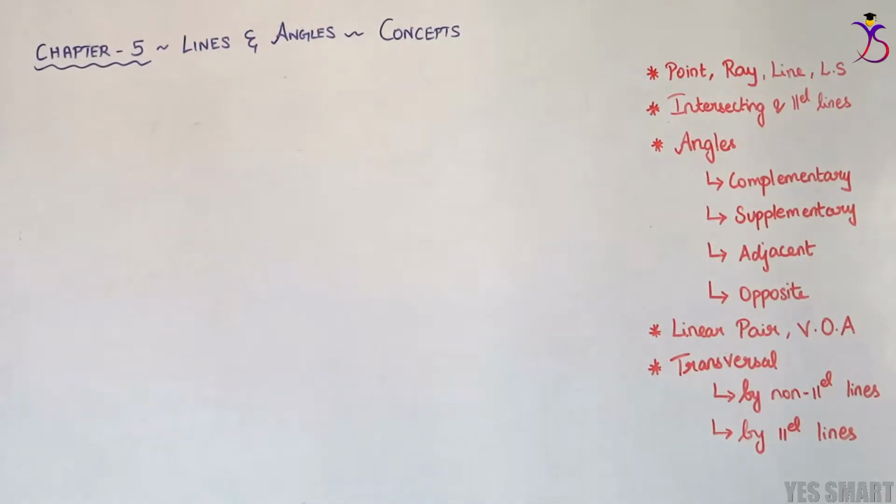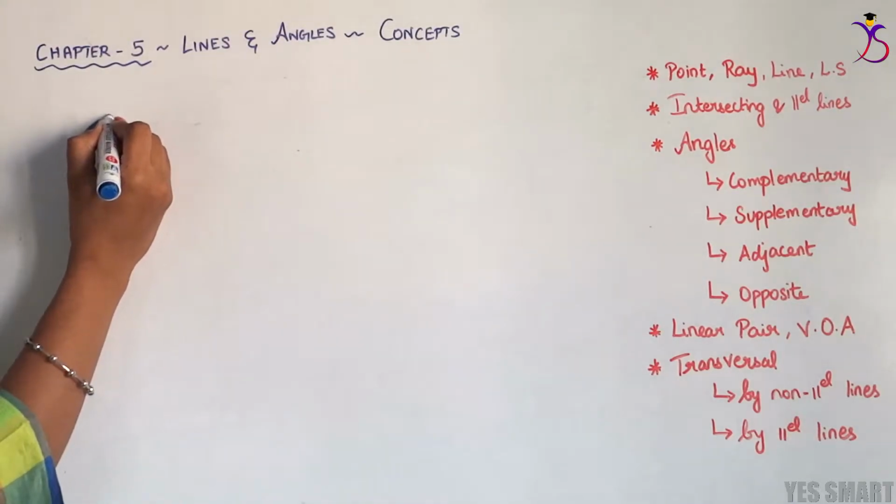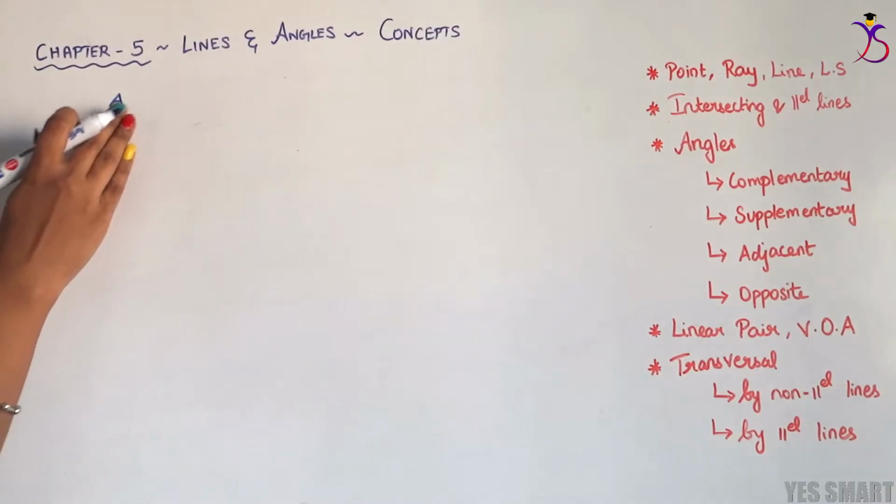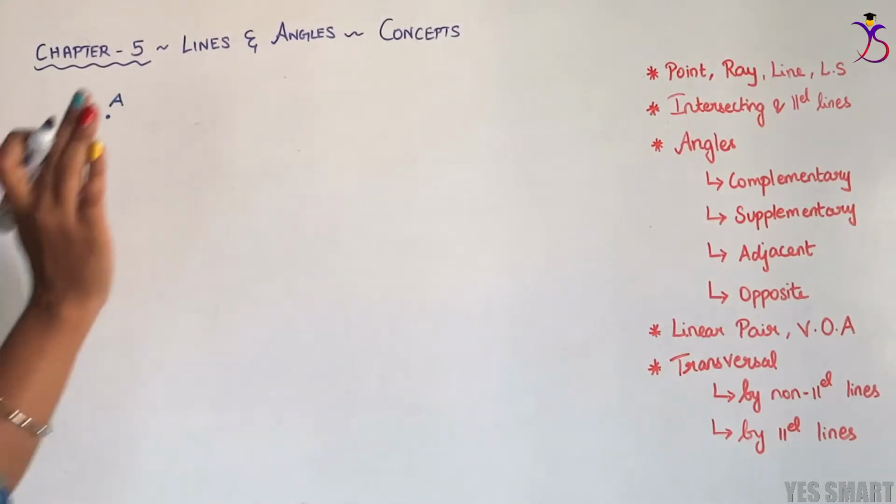A point is a dot. It is named S. We are supposed to name everything, right? Either it is a point or a ray or whatever it is, we have to give it a name. Therefore, it is point A.